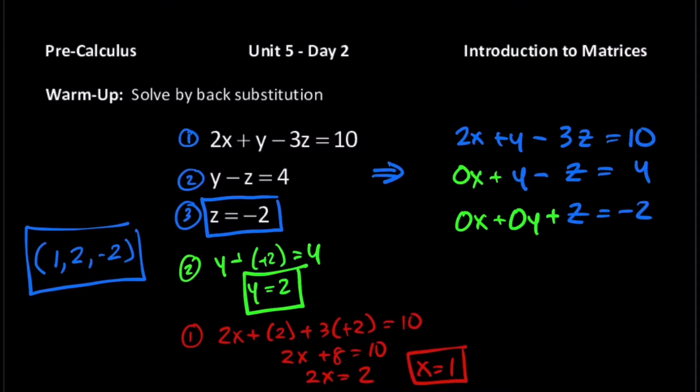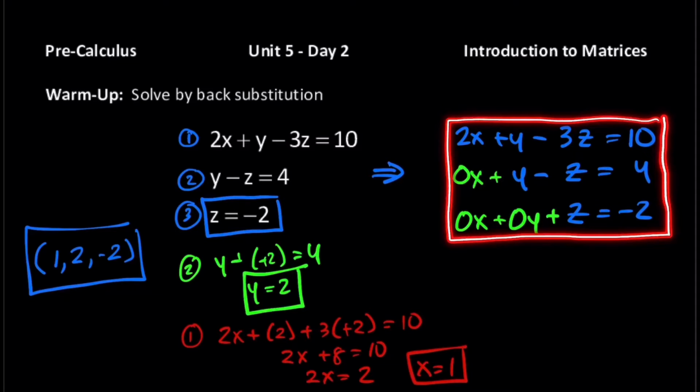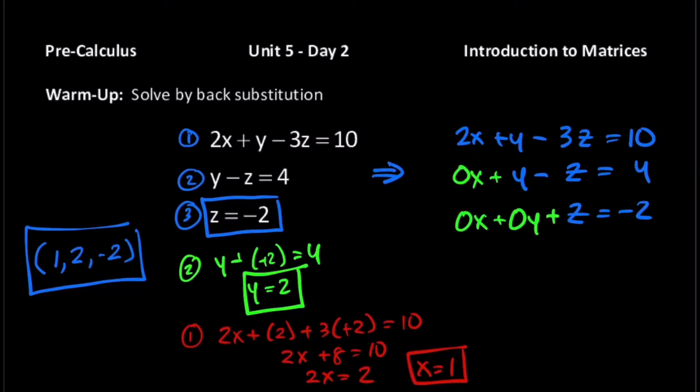So this is the pattern I want you guys to notice. We're going to introduce matrices today. Notice how easy this is when there are zeros in here. We use what's called back substitution. I can take this value of z, plug it in here. That gives me y. Then I can take these two values and plug them in up above, and that'll give me x.